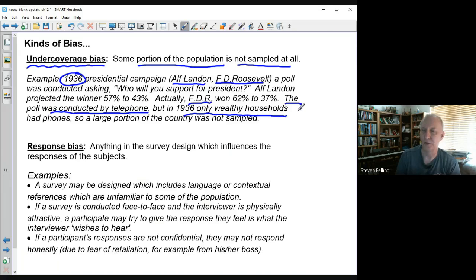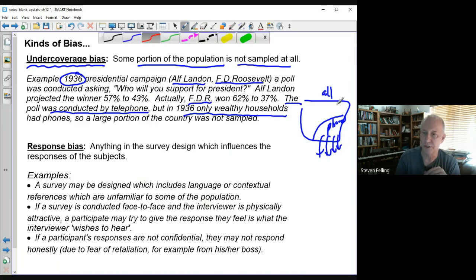So if you look at the population of all the people, right, there was only a portion of those people who had phones, right? And since the sampling frame was just that, when they took the sample out of just the people with phones, they completely missed all the people that didn't have phones.